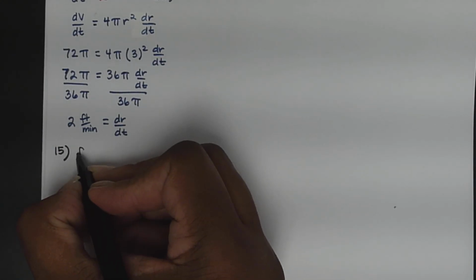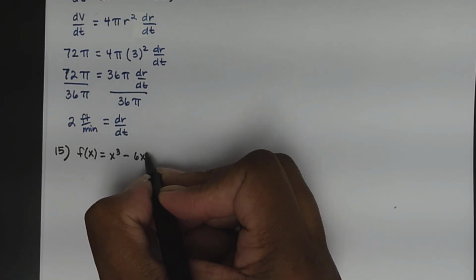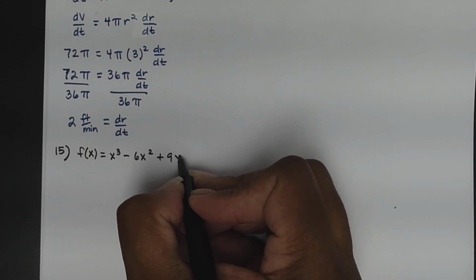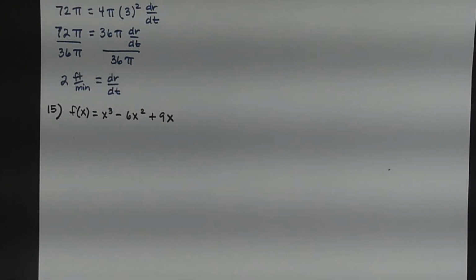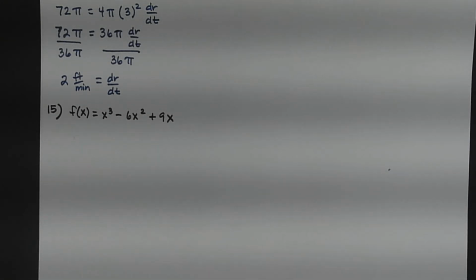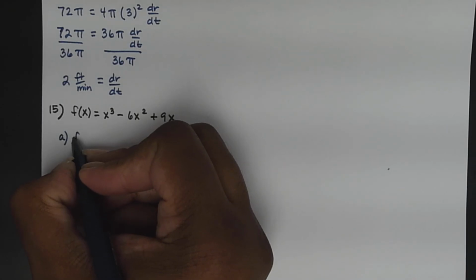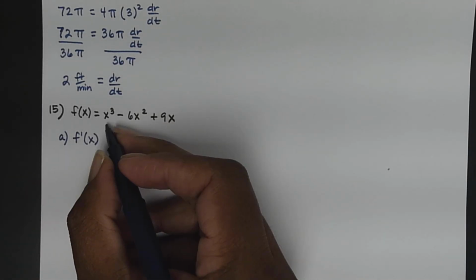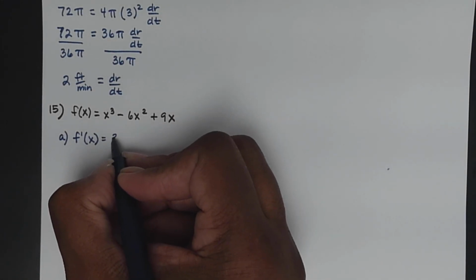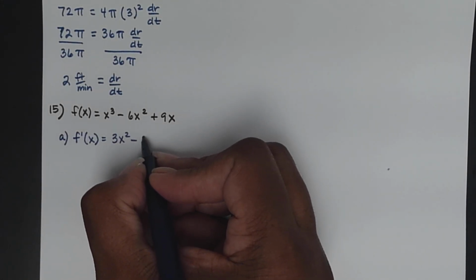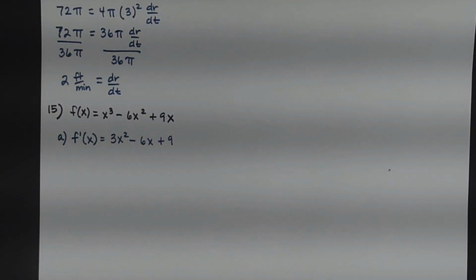And our function is f of x equals x cubed minus 6x squared plus 9x. In this case, we start by finding the first derivative. That means f prime of x. For x cubed minus 6x squared plus 9x, its derivative will be 3x squared minus 12x plus 9. That's your first derivative.